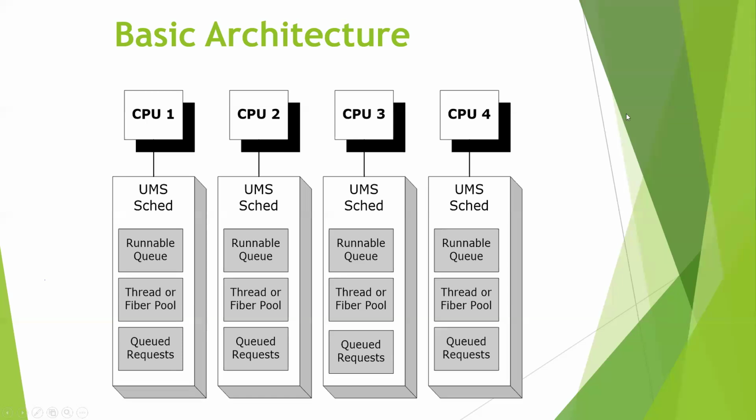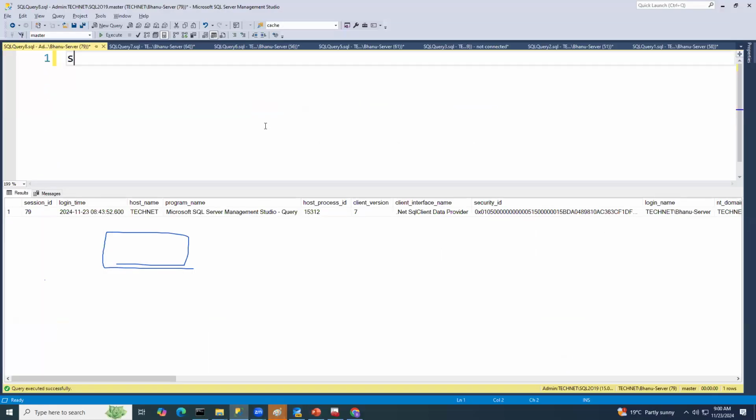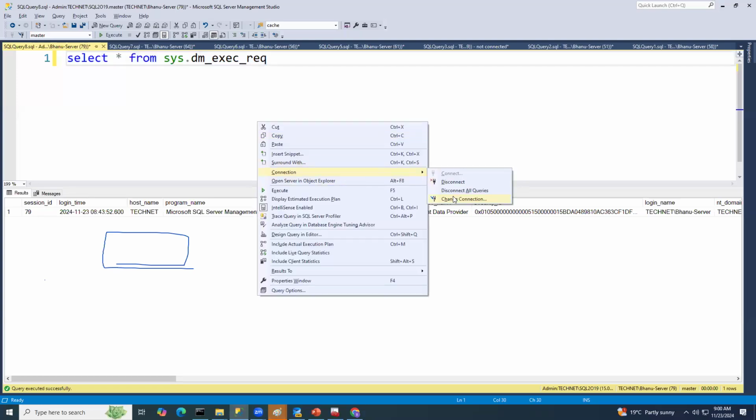So whatever we see here, runnable is nothing but all are ready to execute, right? All threads are available. It has all its resources and it is readily available to execute. So that is the reason if you see any of your queries, select star from sys.dm_exec_requests. This is a dedicated connection, right? So let me close this connection.